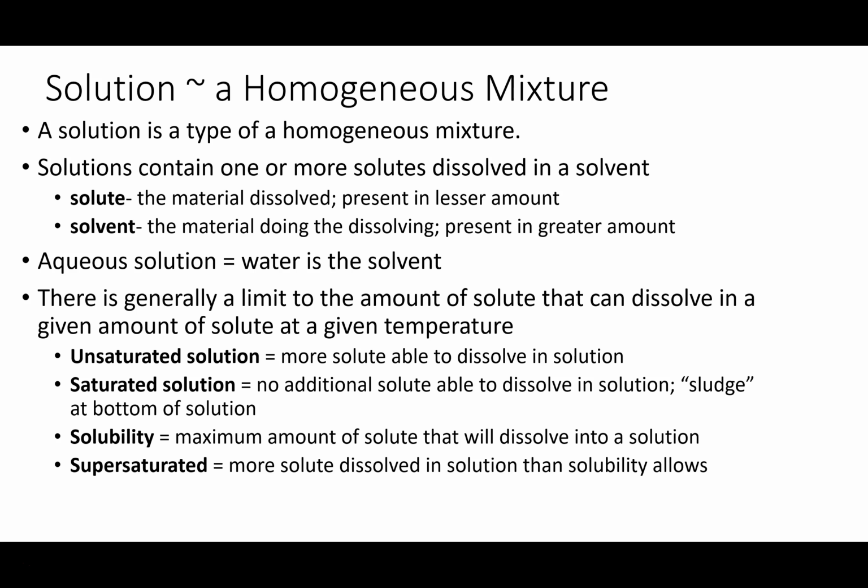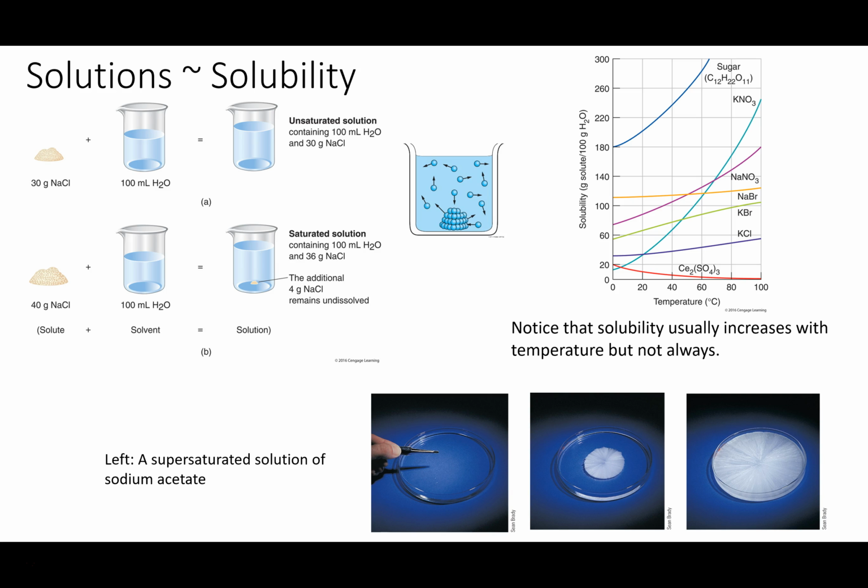So we have different types of solutions. Your solution can be unsaturated, in that it can take more solute dissolved in. It can be saturated, and this is where you have a sludge at the bottom. And then it can be supersaturated, in which you have dissolved more solute in the solution than it really ought to hold.